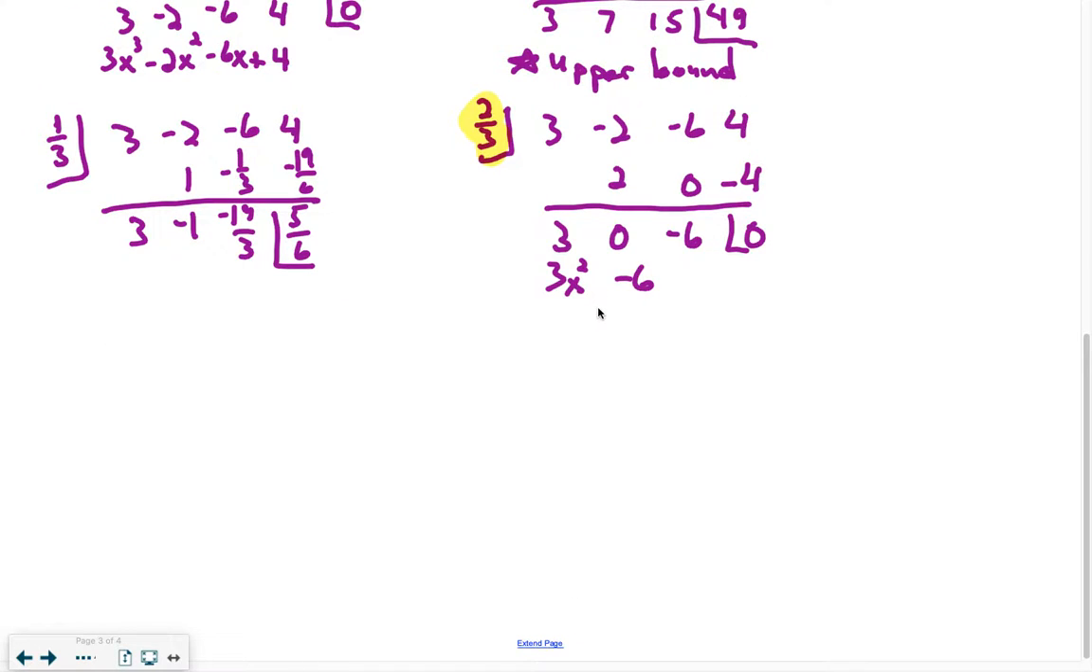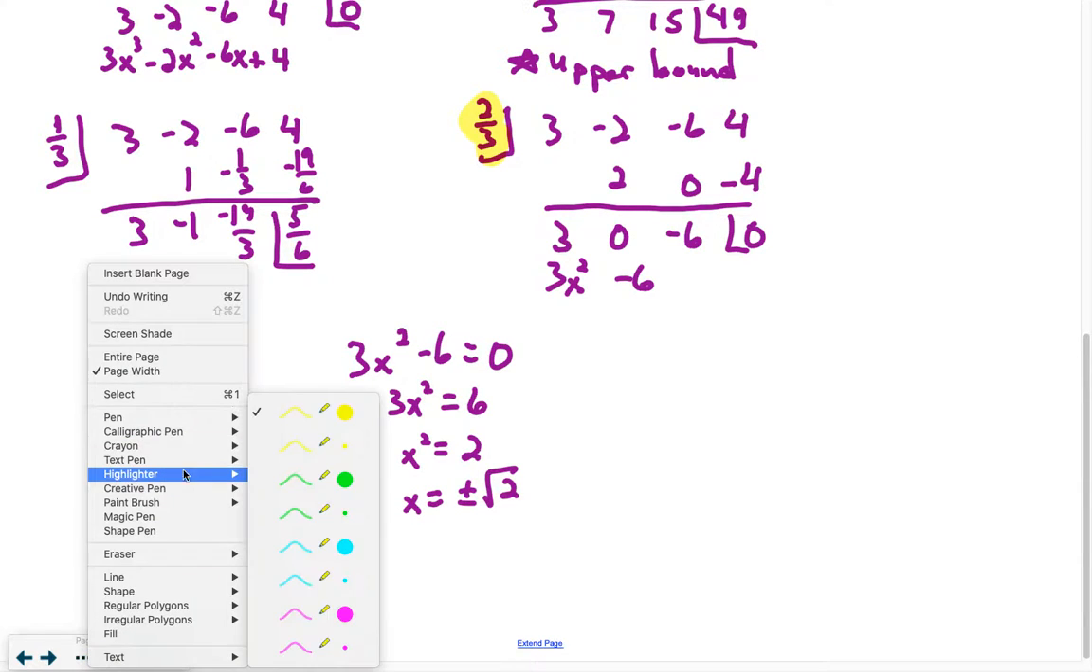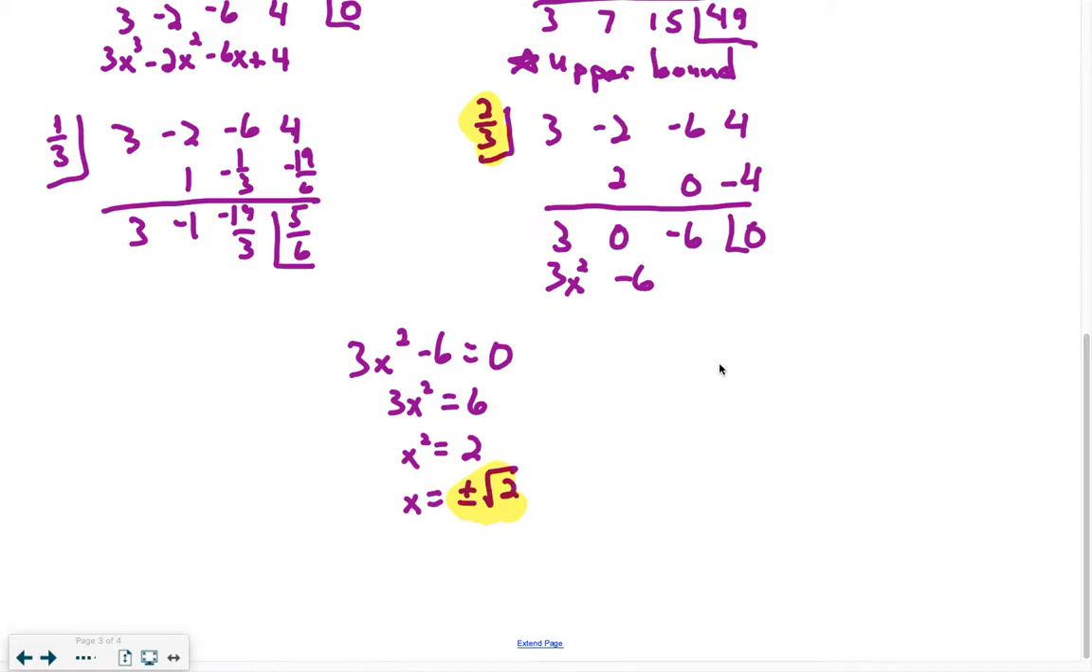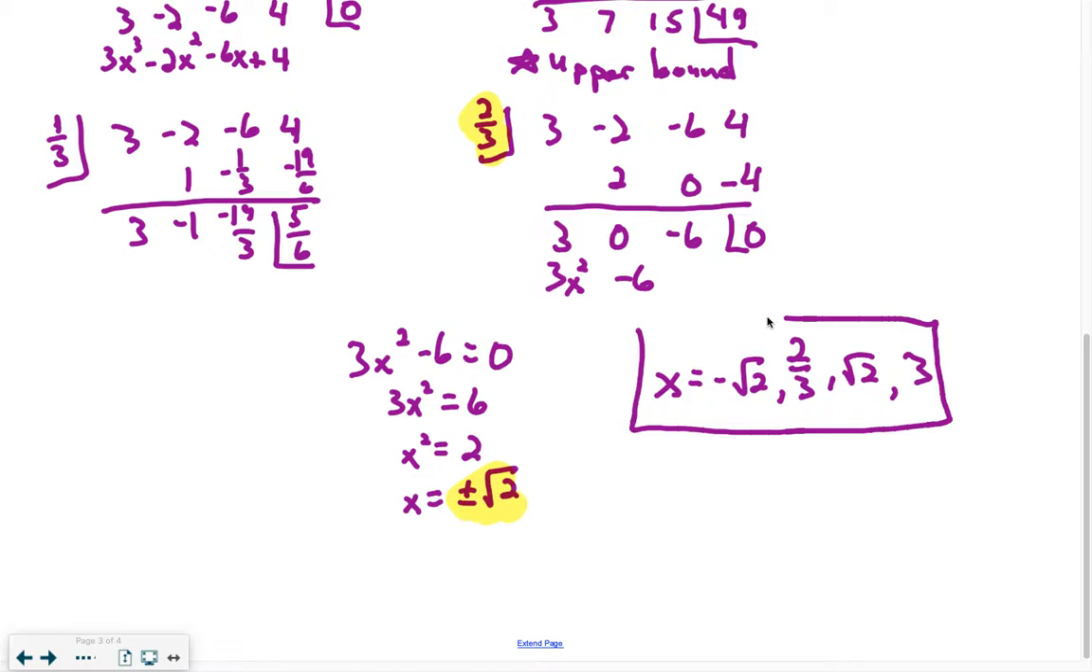And I can just solve this. So again, just like the last one, if I set this equal to 0, all I need to do is add the 6 over, divide by 3, and take the square root. And we will get positive and negative square root of 2. So I end up with 4 answers here. Highlight these. And again, the general convention is to list them from smallest to largest. So negative square root of 2 would be my smallest root, then 2/3, then positive square root of 2, and then 3. 4 roots for my fourth degree polynomial.